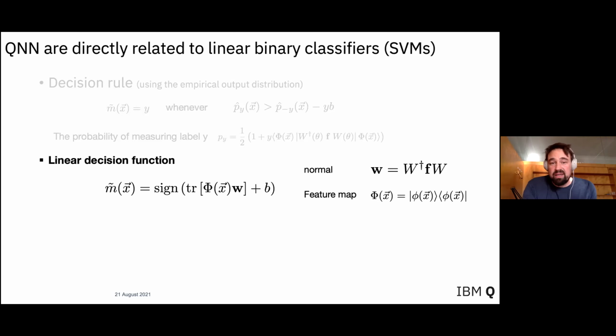Then what you have written there is essentially just the sign function of an inner product between a normal, i.e. that observable, in a quantum operator space, and a feature map, which is a projector onto quantum states. And it's just an inner product between those plus the potential offset, which is exactly the linear decision function you have with an SVM. So all that these variational circuits that depend on nonlinear parameters do is generate a linear separating hyperplane in the space to which you have mapped the data.